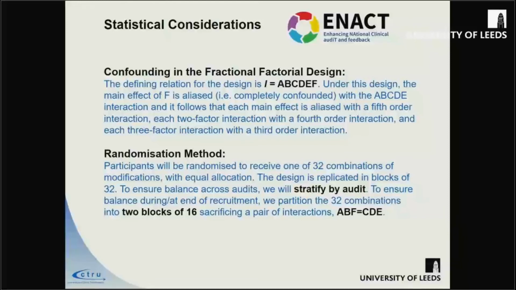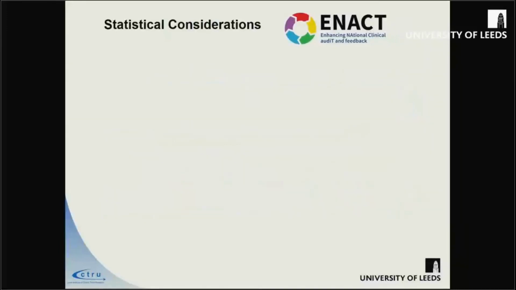We also stratified by the audit. We're able to do that reasonably easily. I would probably not try and stratify by too many things, because I think it becomes more complicated in a factorial design to stratify by a lot of things than it is in a parallel group design.